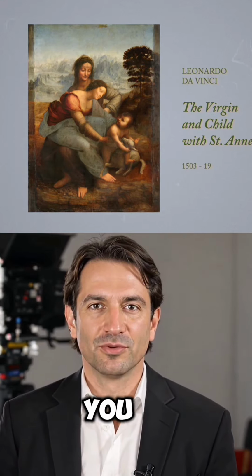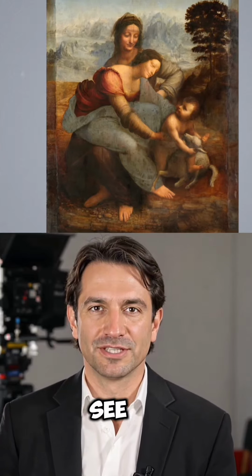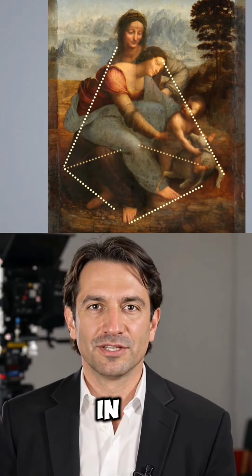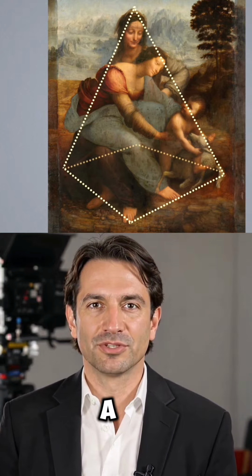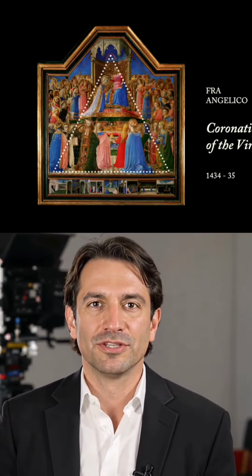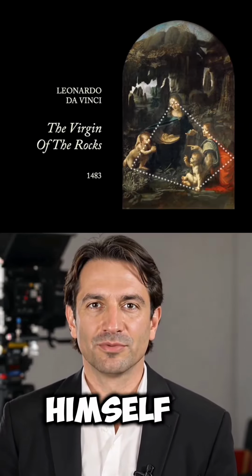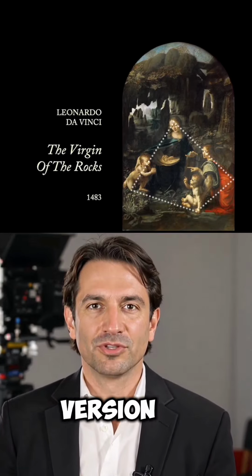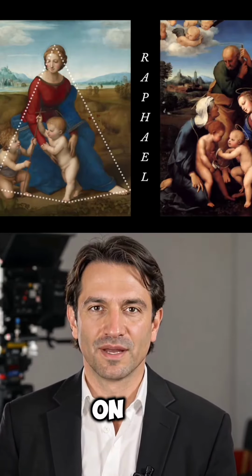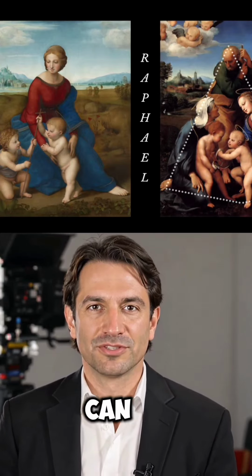Okay, so what's the first thing you notice in this painting? The first thing I see is the composition of the bodies in a triangle or a pyramid, a shape that was popular for group compositions in the Renaissance, but which was executed most spectacularly by Leonardo himself 20 years earlier in The Virgin of the Rocks, which had a major influence on other painters like Raphael, for example, as you can see in these paintings.